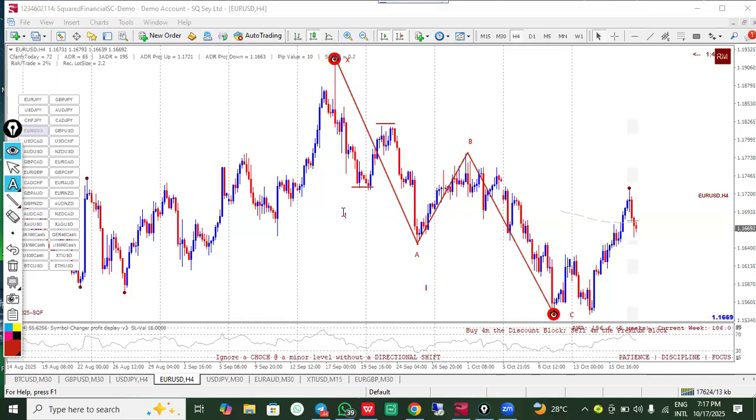If I am to look for a sell opportunity in this market, my concentration will not be on BC. Why? Because if this market is to continue to the downside, the B level will not be taken out. The B level will not be taken out, because if the B level is taken out, it means that this market will continue to the upside, because that will present us with a bullish change of character. I hope that is clear. So in that case, the B level should not be taken out.